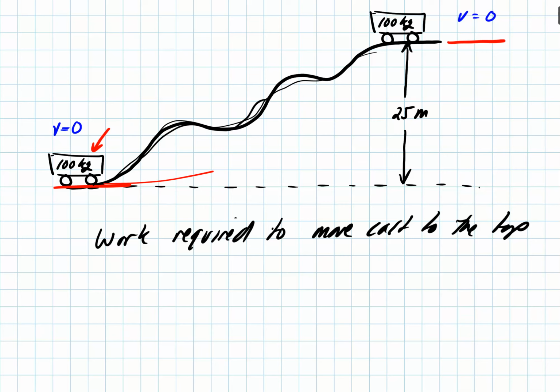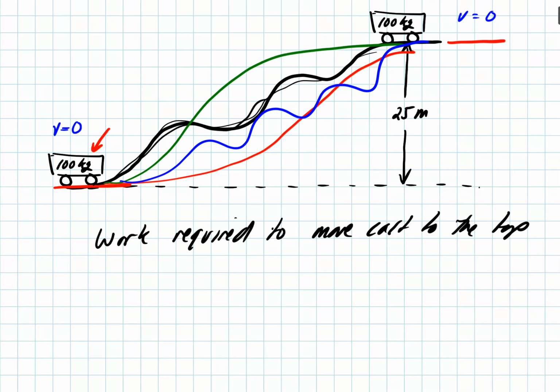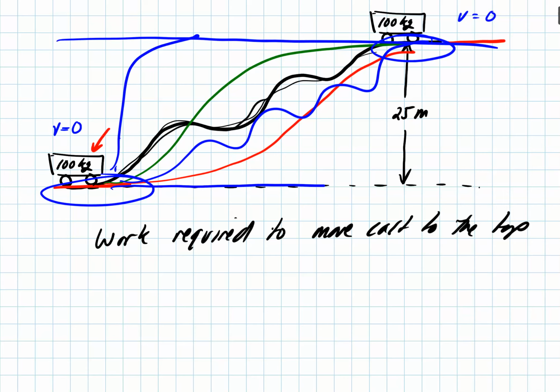I could go this way. I could go this way. I could go one more way. I could go this way. There's an infinite number of ways to get from this level. In fact, I don't even have to go here. I can go up here. It's getting kind of crazy here, but as long as we know the change in height, it doesn't matter how you go from this level to this level, as long as there's no friction.